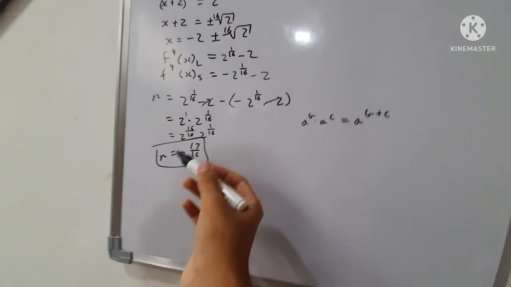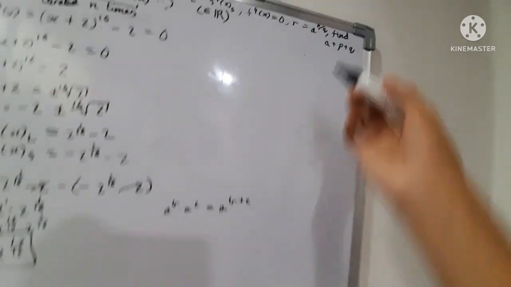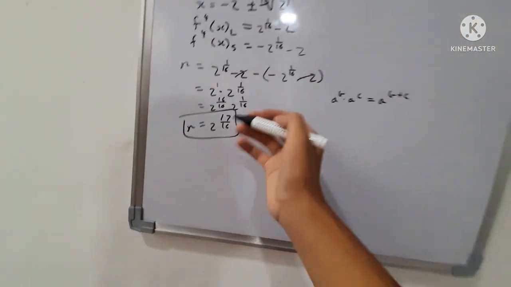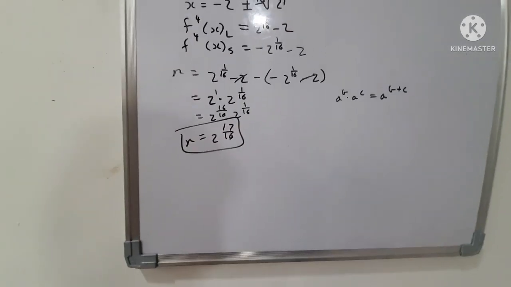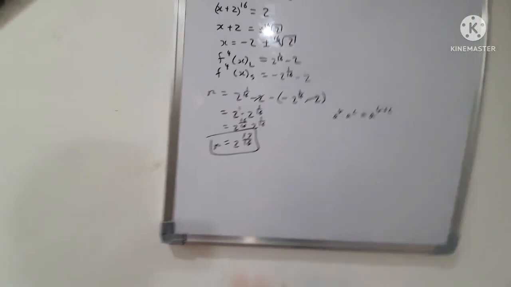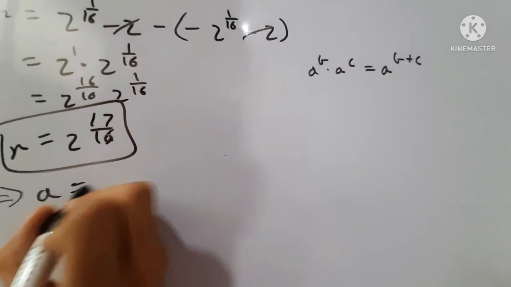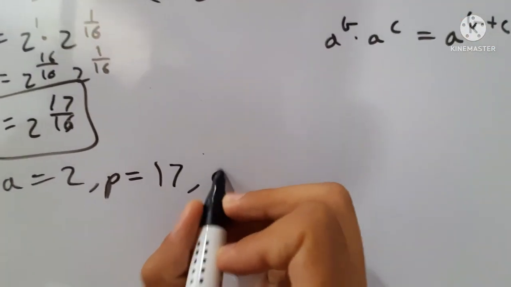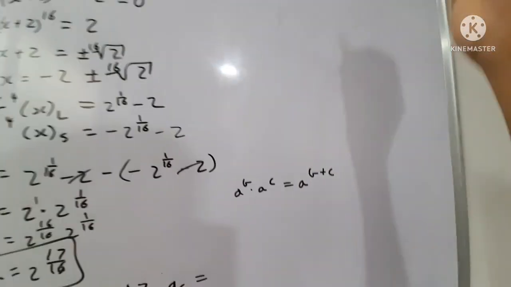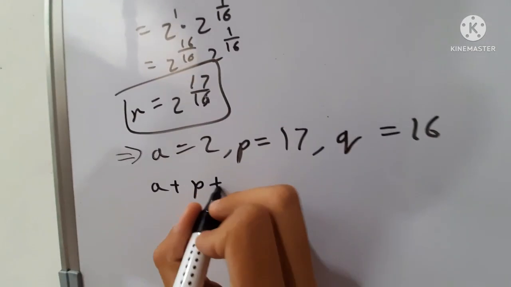Comparing, we have our values. 2 is not a perfect square, so it's square free. Then p and q are co-prime; 17 and 16 are quite clearly co-prime because one of them is prime. So that's pretty much the question done. From here, a is 2, p is the numerator of our exponent, so 17, and q is the denominator of our index, so that's 16. So a plus p plus q.